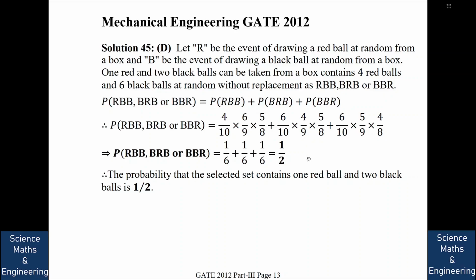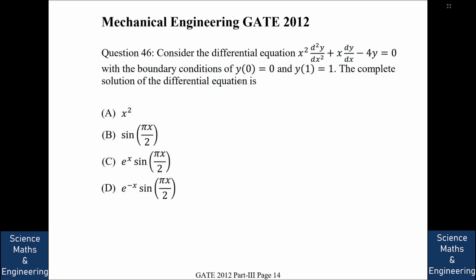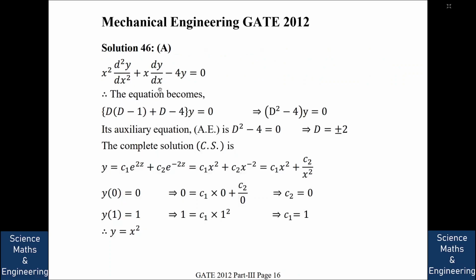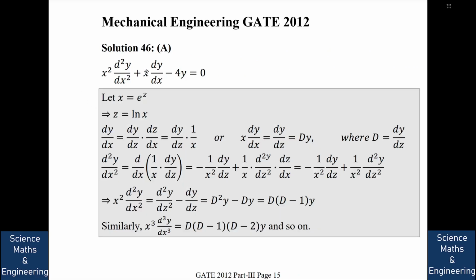So we'll go to the next question. Consider the differential equation x squared d square y by dx square plus x dy by dx minus 4y equal to 0, with the boundary conditions y(0) equal to 0 and y(1) equal to 1. The complete solution of the differential equation is, so you need to find the complete solution. See, we are given this equation. Now how we need to solve that is given, I am putting it here, a basic structure.